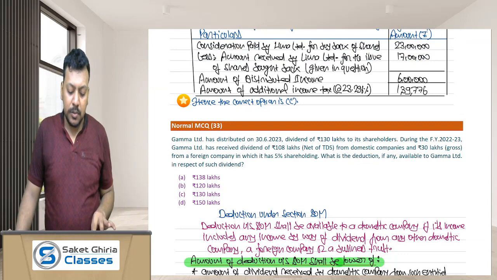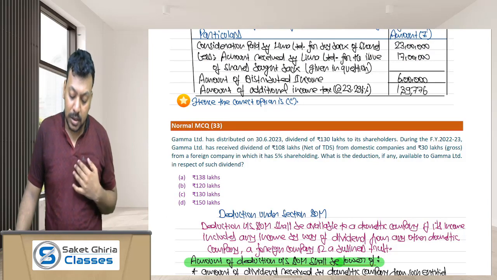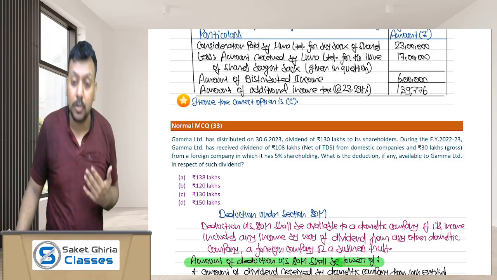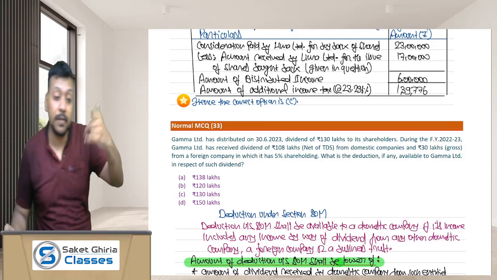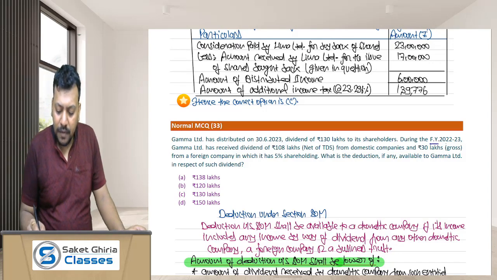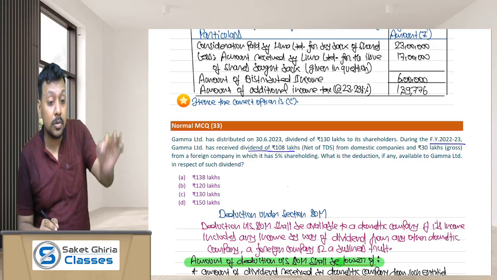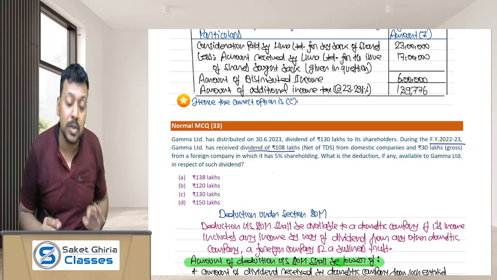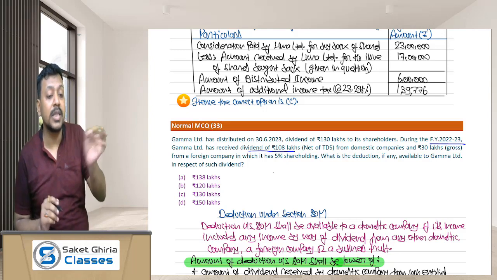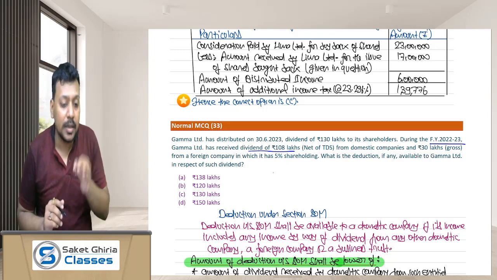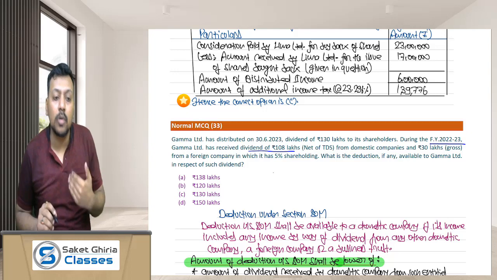Wh Limited has distributed on 30th June 2023 a dividend of 130 lakh to its shareholders. Means Wh Limited has paid dividend to the shareholders. During the financial year 22-23, Gamma Limited has received a dividend. Means Gamma Limited has also received a dividend. Means it is a case of intercorporate dividend. So Gamma Limited is eligible to get the deduction under section 80M. Sir, what is the amount of deduction?